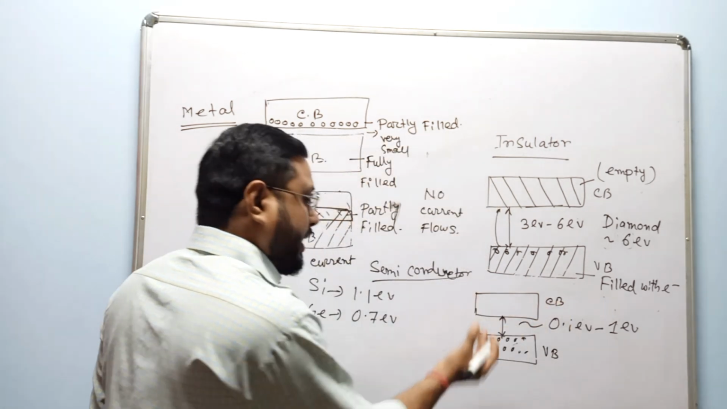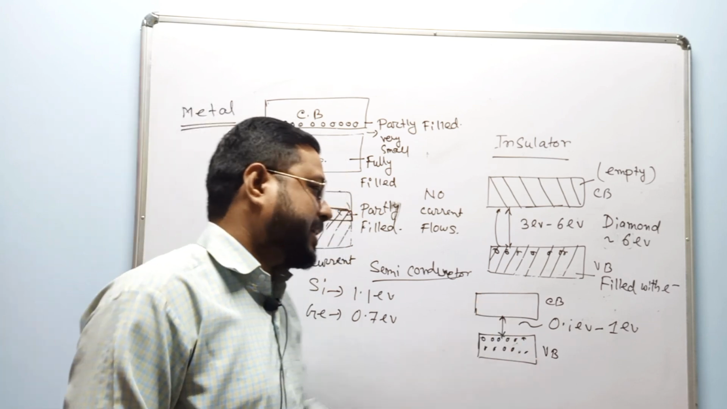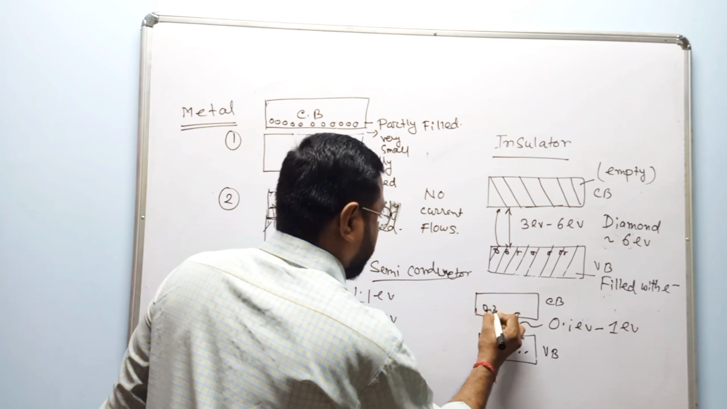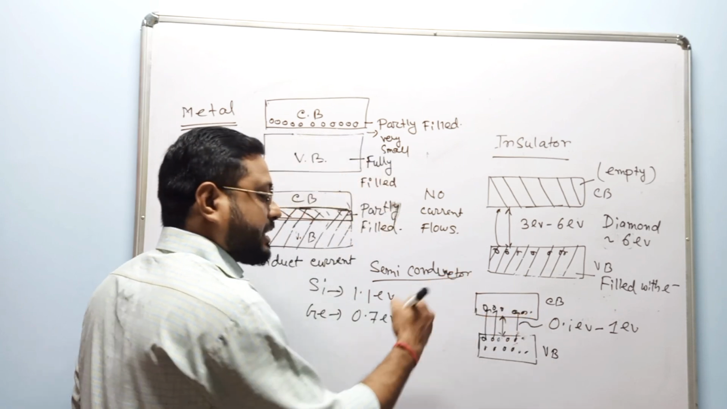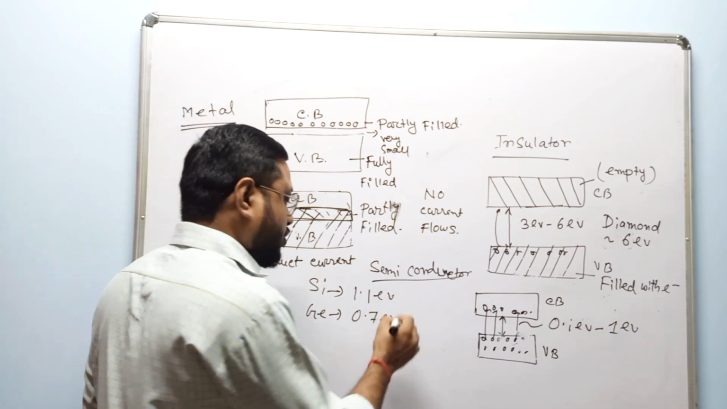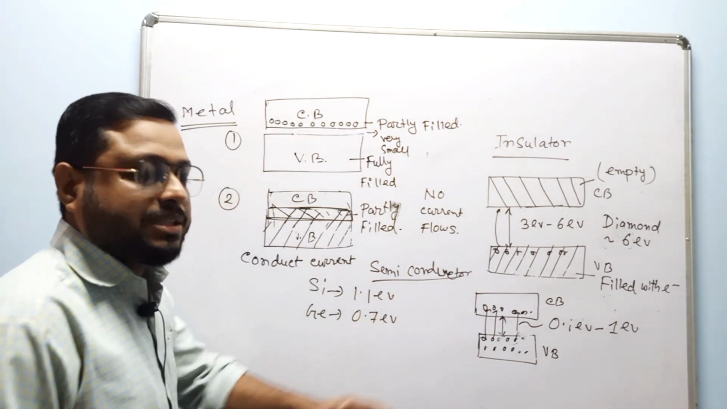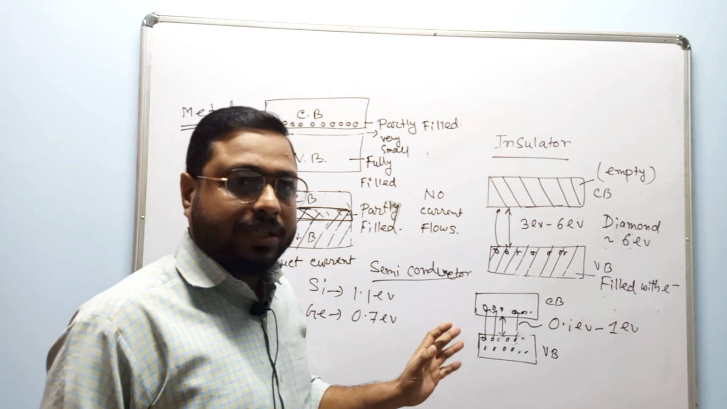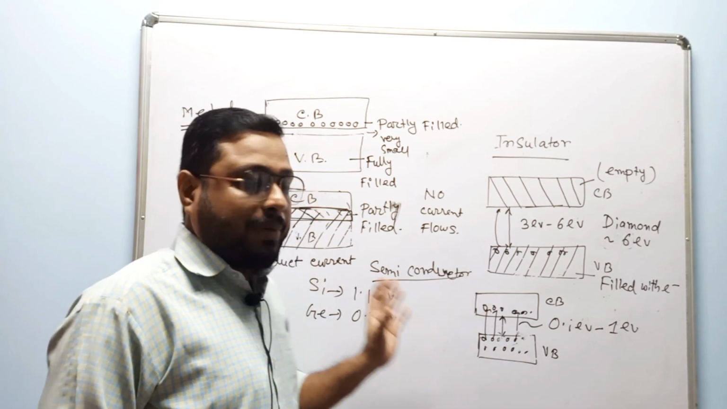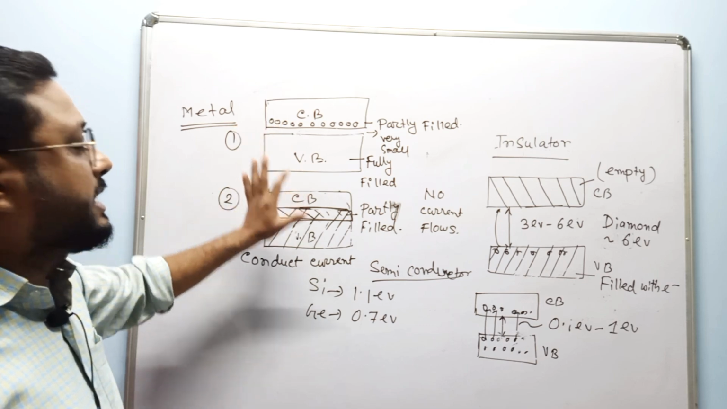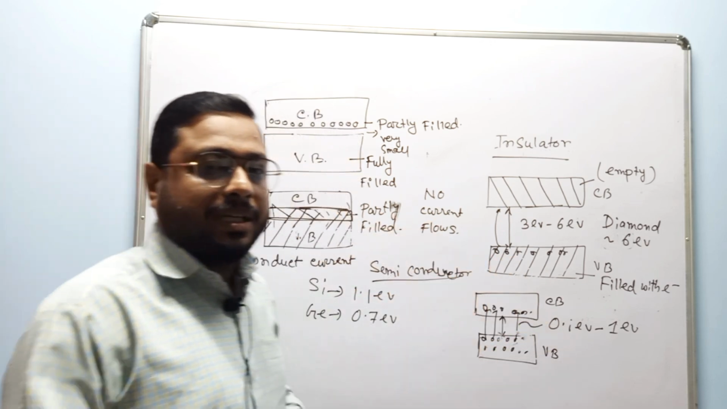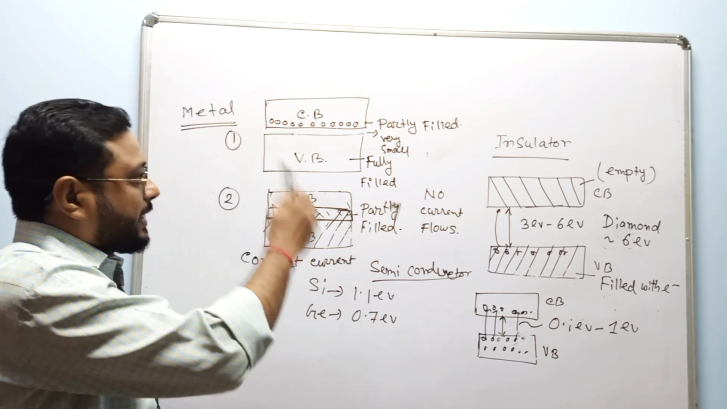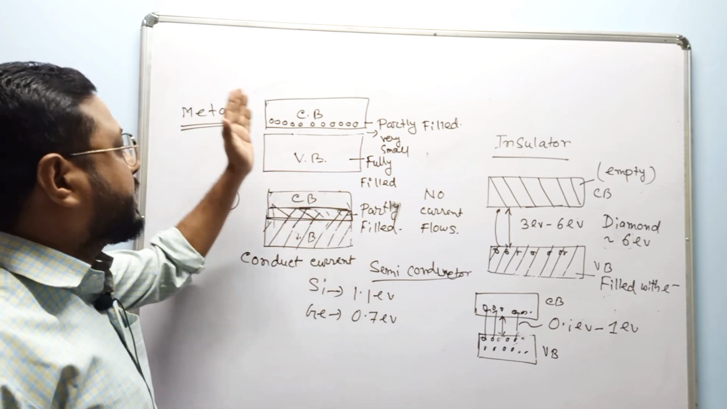But when thermal agitation occurs, that is, with the increase in temperature, some electrons reach from the valence to the conduction band, so the conductivity increases. So at 0 Kelvin, a semiconductor behaves like an insulator, but with increasing temperature, it behaves like a metal or conductor, that is, its conductivity increases. But with increasing temperature, the conductivity of metal decreases, while the conductivity of a semiconductor increases. So on the basis of band theory, we can differentiate metal, insulator and semiconductor.